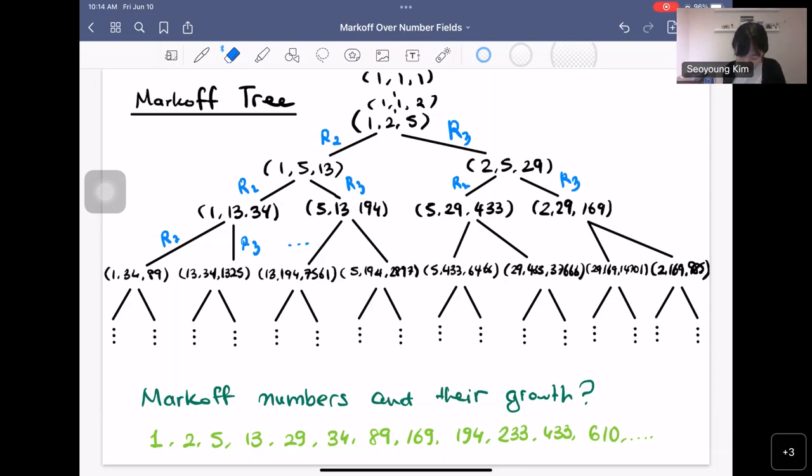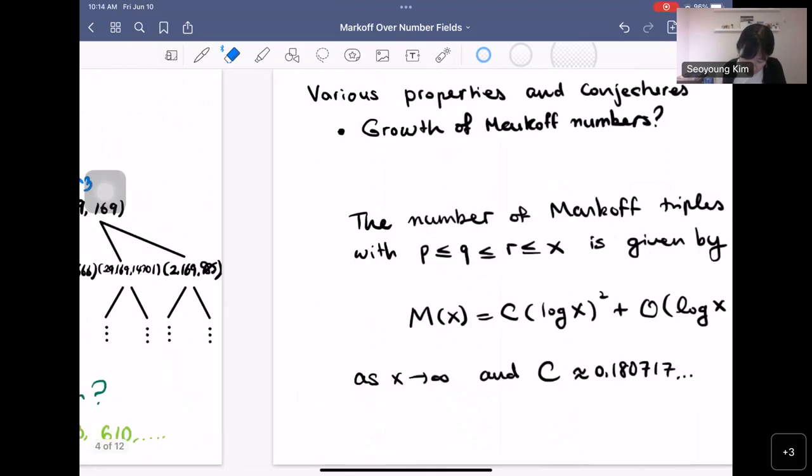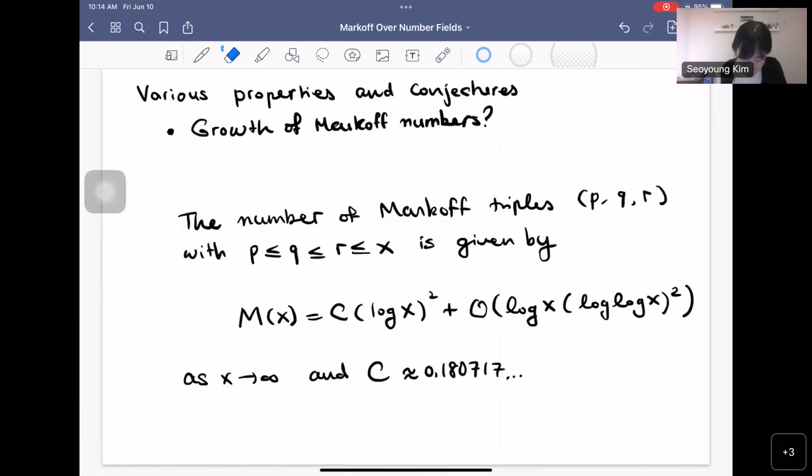So let me introduce some results and maybe related conjectures, and some interesting things which people have studied about Markov numbers. Here are the various properties and conjectures. First, how about the growth of Markov numbers? This is a result by Zagier, which says that if your triples are ordered by their size, then their asymptotic count is given by the following description.